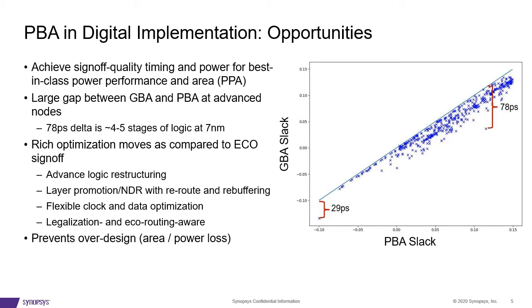Implementation has a rich set of optimization moves as compared to ECO sign-off. For example, advanced logic restructuring, layer promotion, NDR with reroute and rebuffering, flexible clock and data, legalization, and ECO routing aware optimization. So if we can perform PB analysis in implementation, we have the chance to prevent over-design, that is, area and power loss.